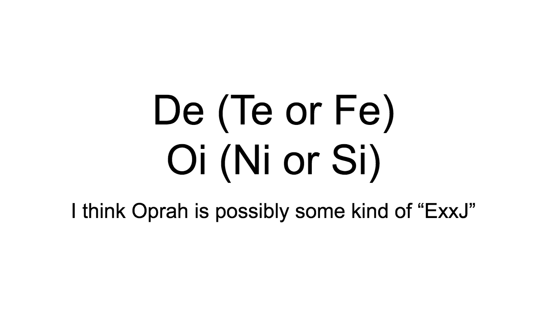And then I know that she's OI, observer introverted, so it'd be either NI or SI. I don't know which one technically yet, so I'll just write OI, observer introverted. And so I know that that's OI and DE. Now, is it the OI first? So is she an IJ or is she an EJ?